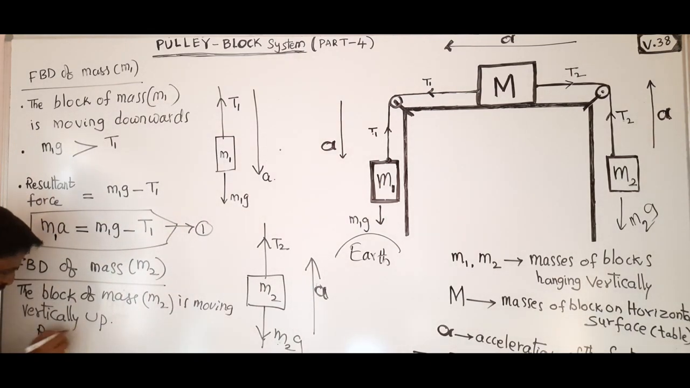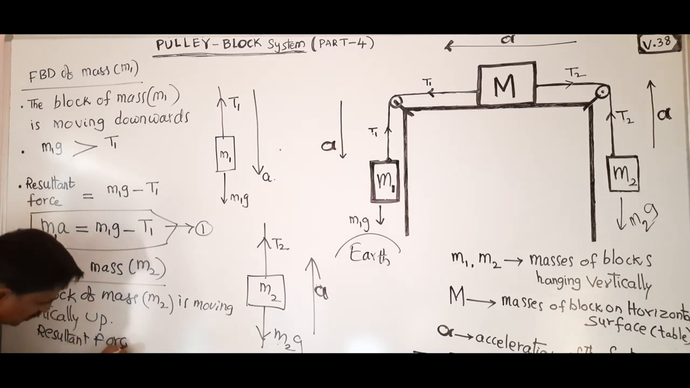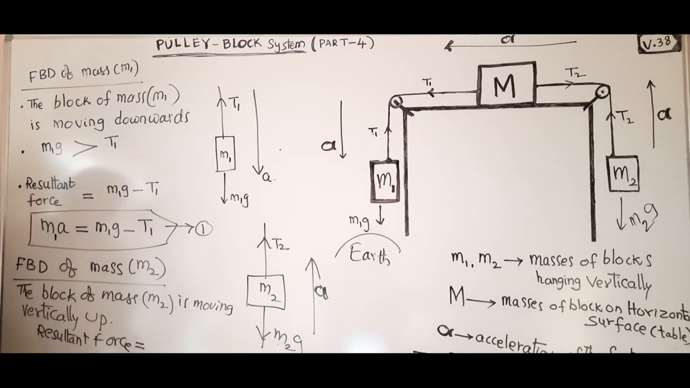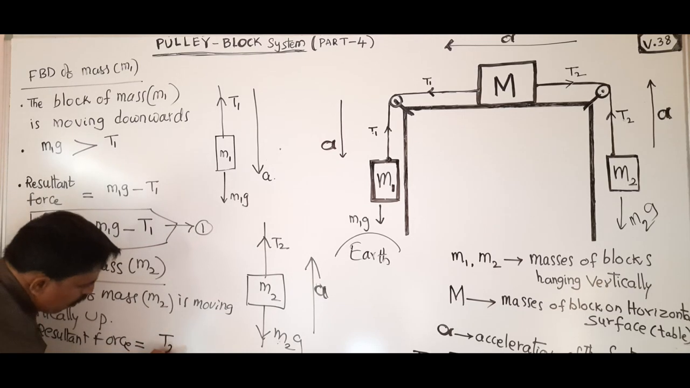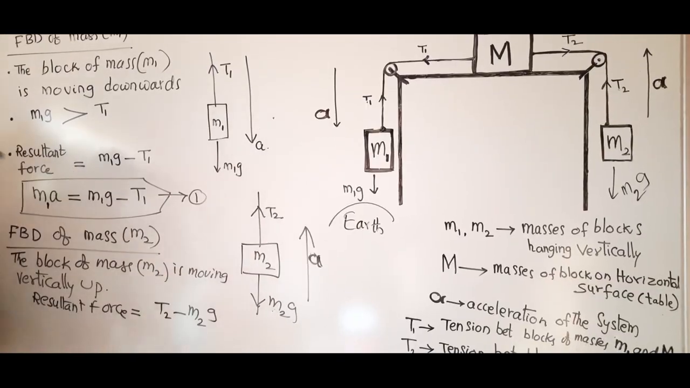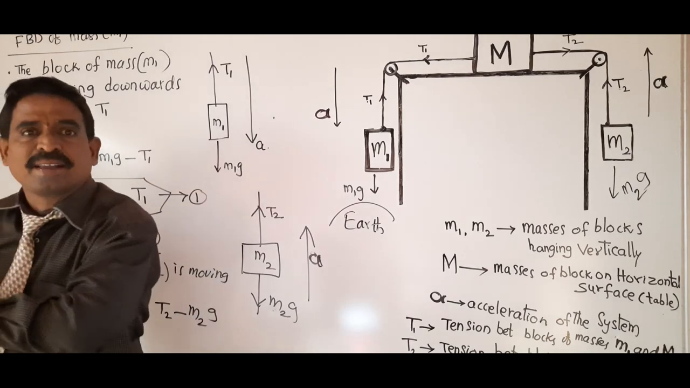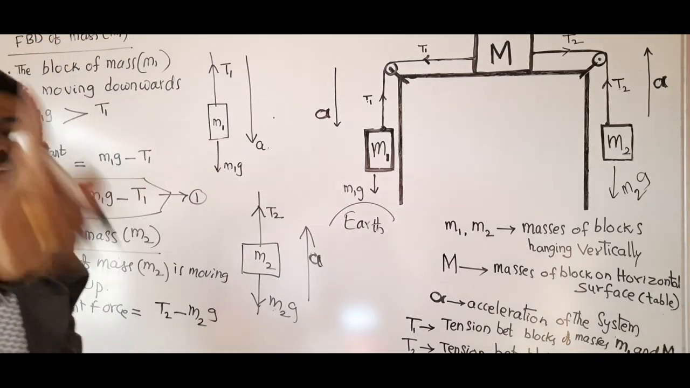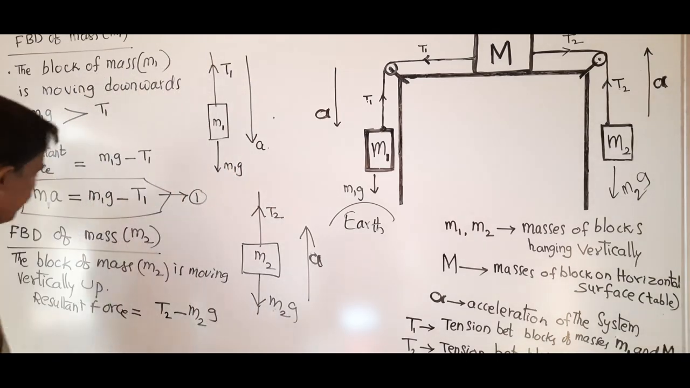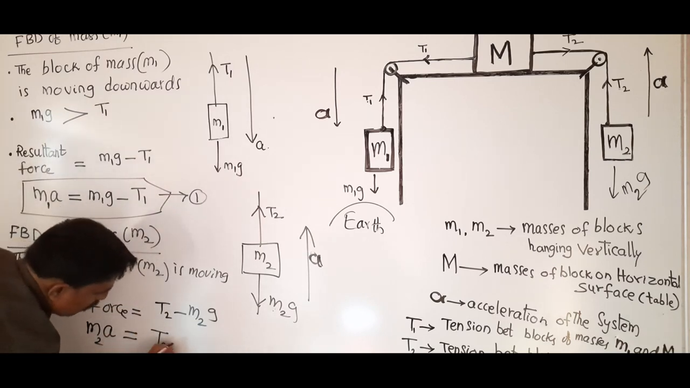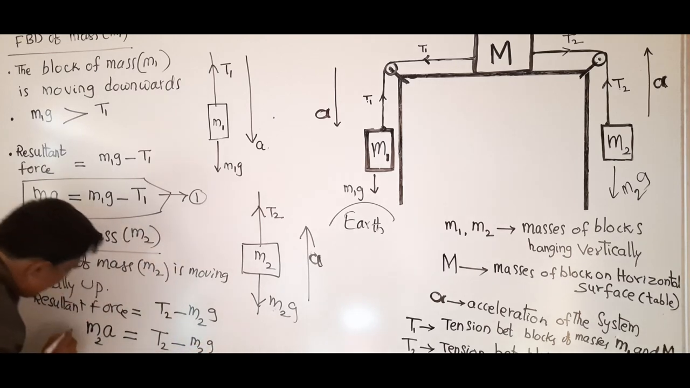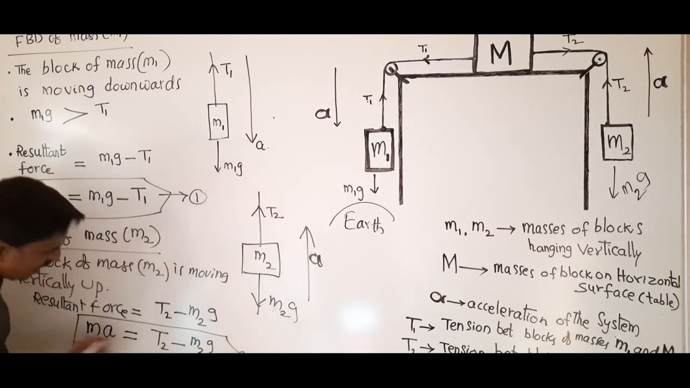Resultant force is equal to T2 minus M2g. According to Newton's second law, force F is equal to ma. Force means ma. We are talking about the second body. M2a is equal to T2 minus M2g. Now this is the second equation.